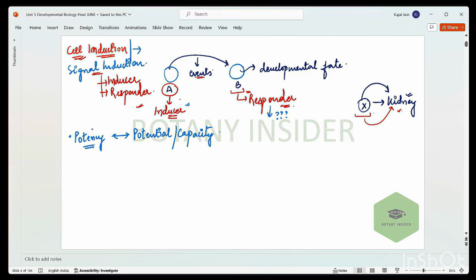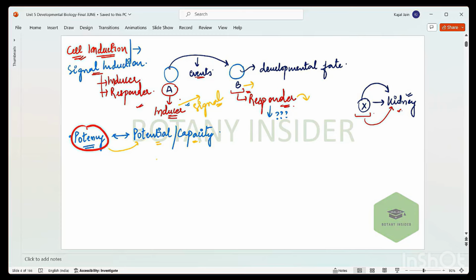Right. So the next terminology is potency. So what is potency all about? Potency specifically means potential or capacity. What is the meaning of this particular thing? See, the first cell is giving the signals out. That is one thing. But is the second cell competent enough? Does the second cell have the capacity to actually react or respond to that particular thing or not? That is what the potency or the potential is.